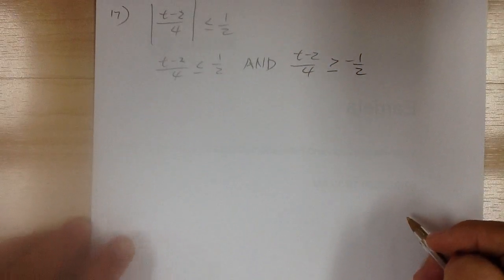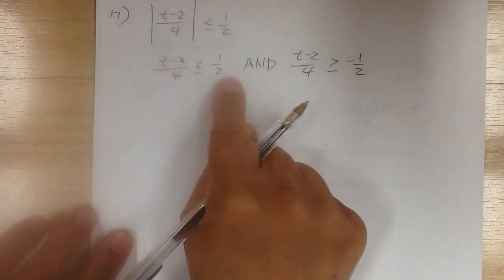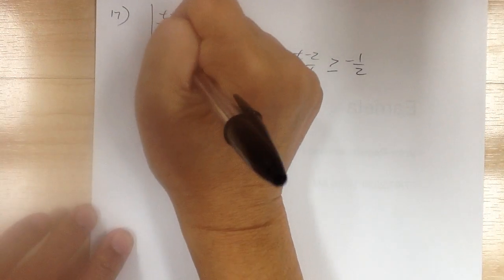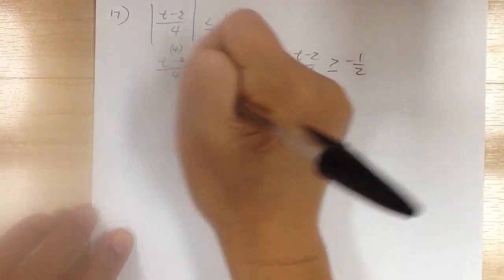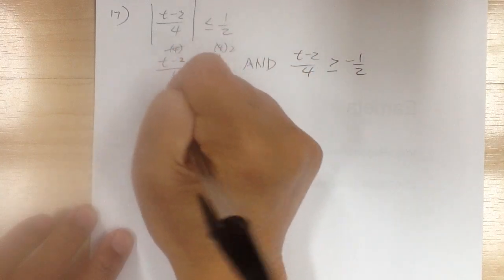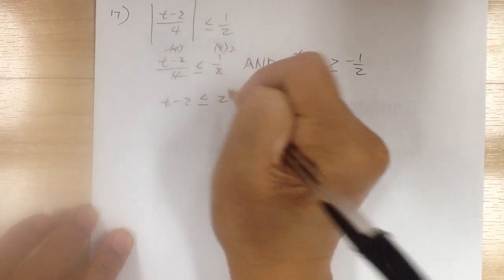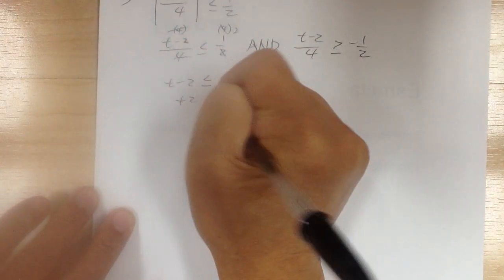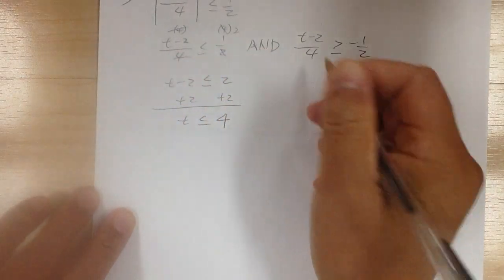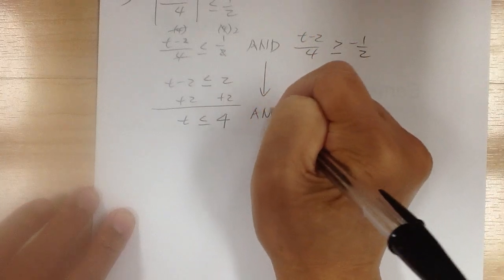Okay, so again, there's a fraction, and I don't like fractions. I'm going to multiply by 4 to get rid of the fraction. So this cancels out, this cancels, I get 2. So I got t minus 2 is less than or equal to 2, then plus 2 on both sides. So I get t is less than or equal to 4. Okay, and follow through with and.